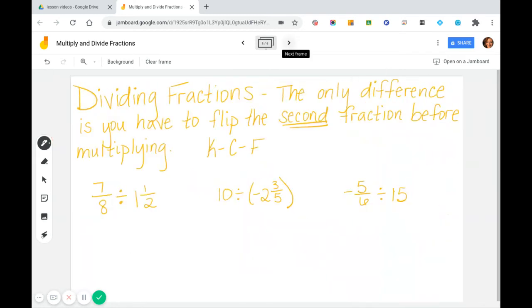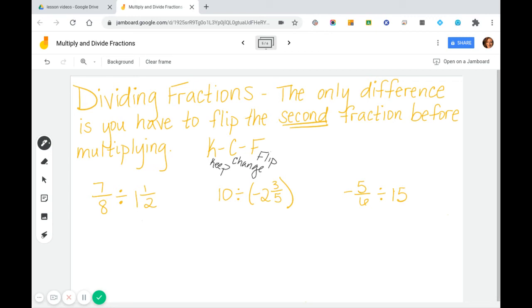I didn't spend a whole lot of time here on dividing because it's almost the exact same thing. The only thing that's different is you have to flip the second fraction. My classes, we always say KCF. KCF, not KFC like the chicken, stands for keep it, change it, and flip it.